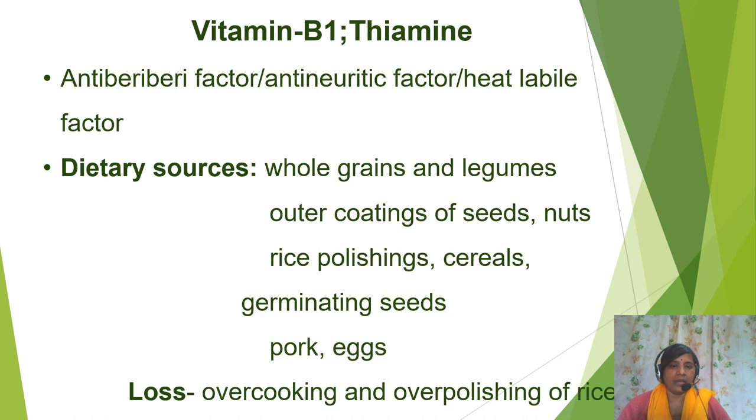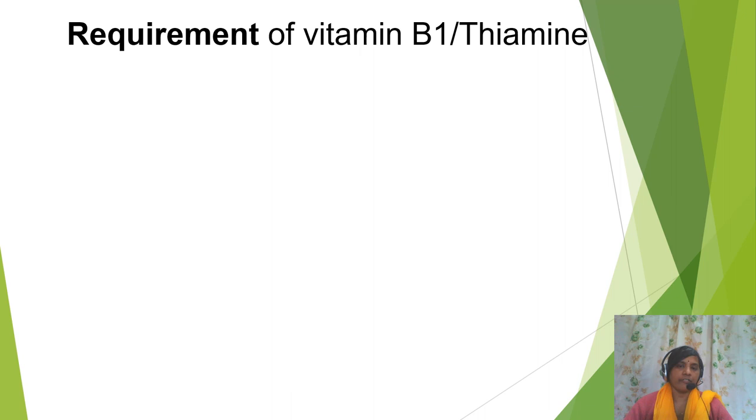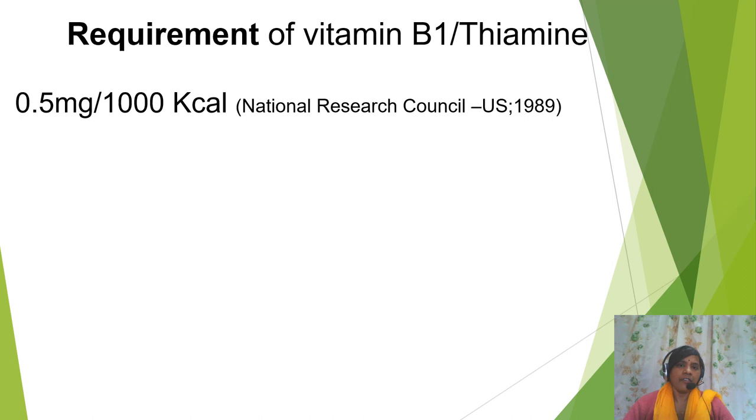So after knowing about the dietary sources or the food sources of vitamin B1, now let us know about its requirement. In fact, the requirement of this vitamin B1 depends on the intake of carbohydrate. This is because vitamin B1 has a role in the carbohydrate metabolism or the energy metabolism. So if the intake of carbohydrate is more, then the requirement of thiamine is also more.